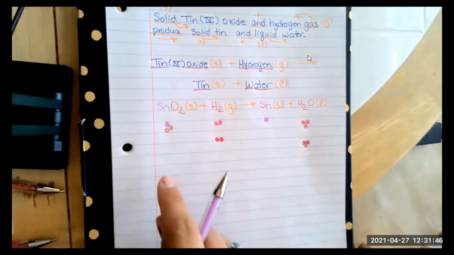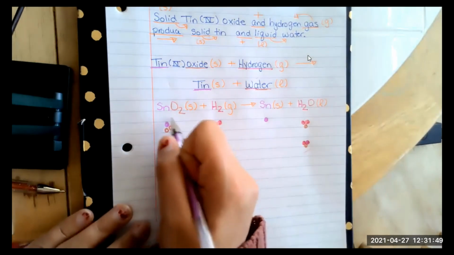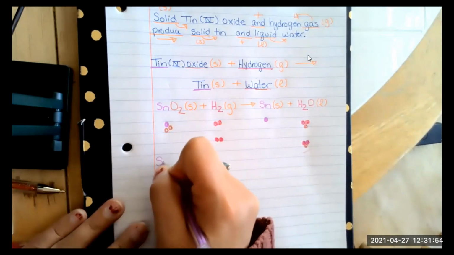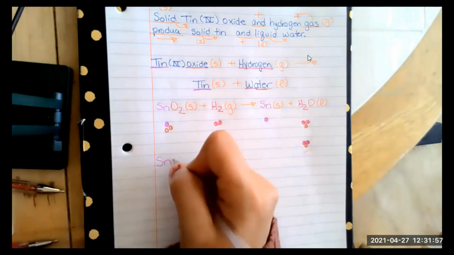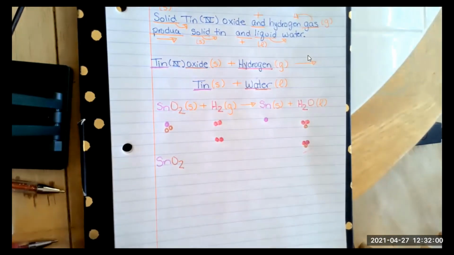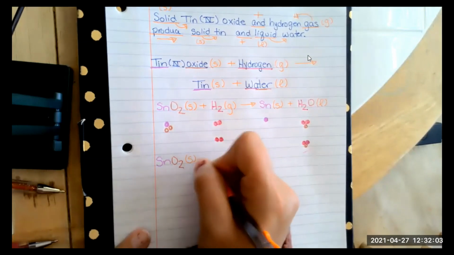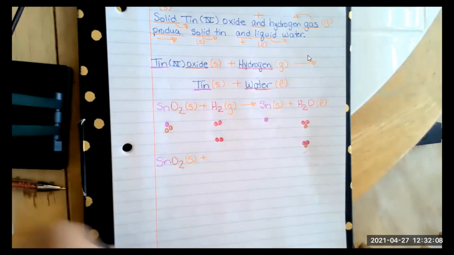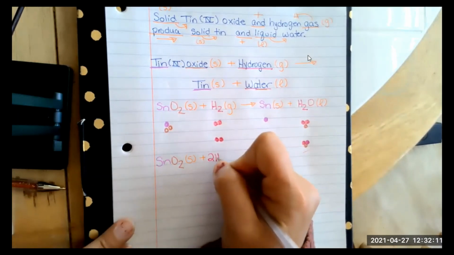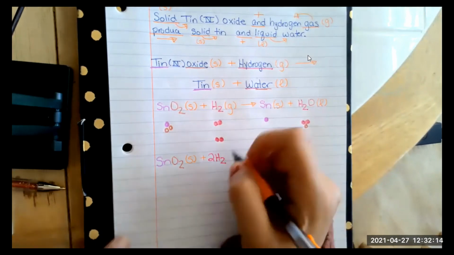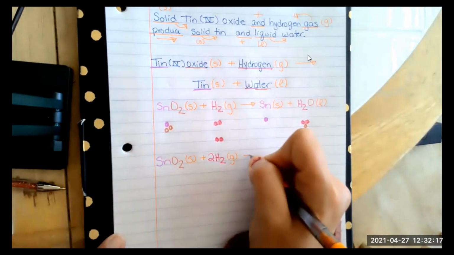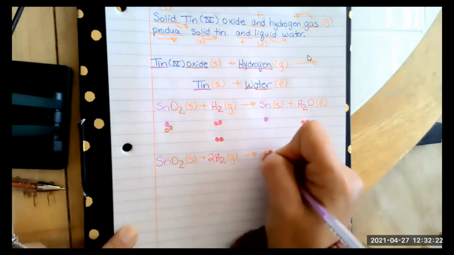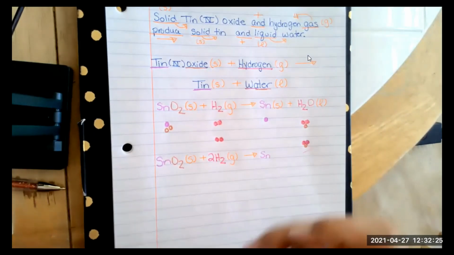I need 1 tin 4 oxide. Because I already have 1 molecule, I only have to write it 1 time, because you never write 1 as a coefficient. Don't forget to write your states of matter and your pluses. I have 2 of the hydrogen molecules, so I need to write 2 as a coefficient. Don't forget to put your states of matter. You have 1 tin, so you only have to write it 1 time. That represents the 1 molecule you have. You don't have to write it as a coefficient.